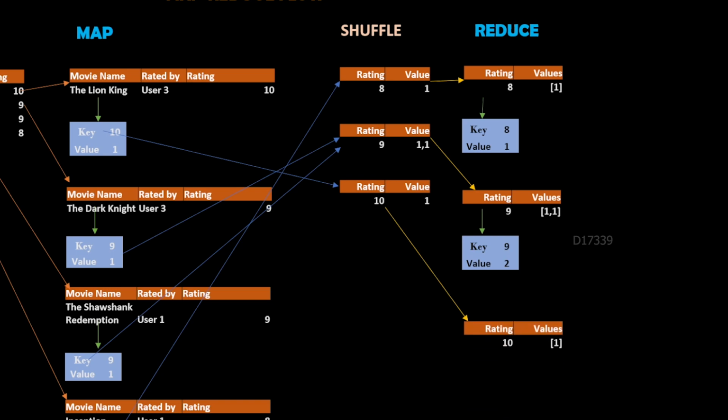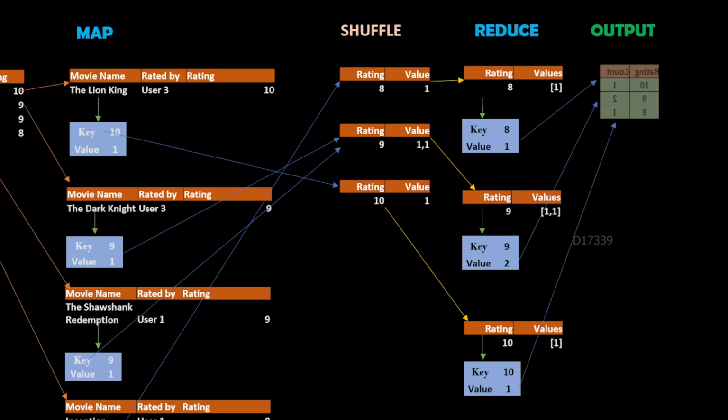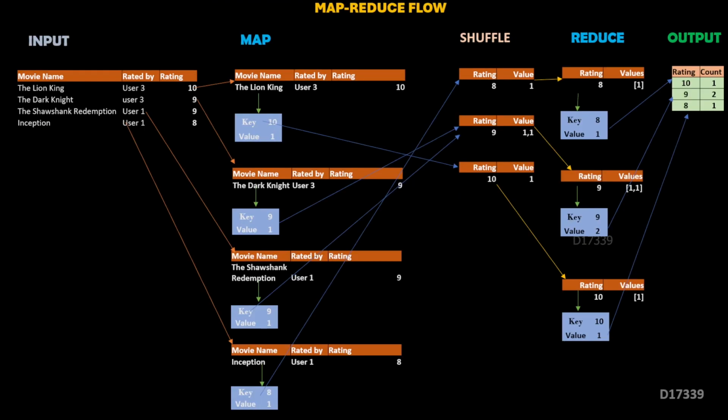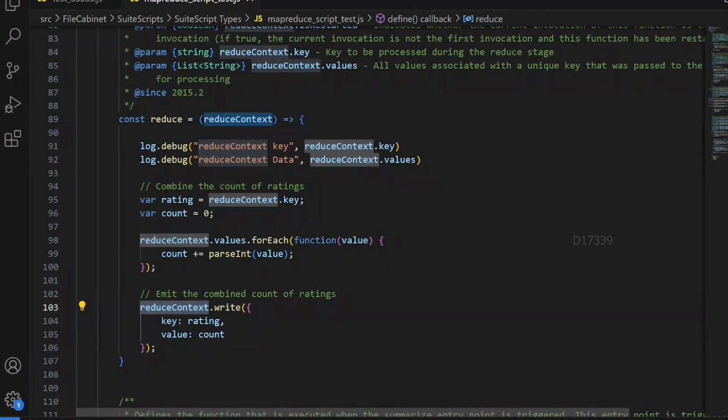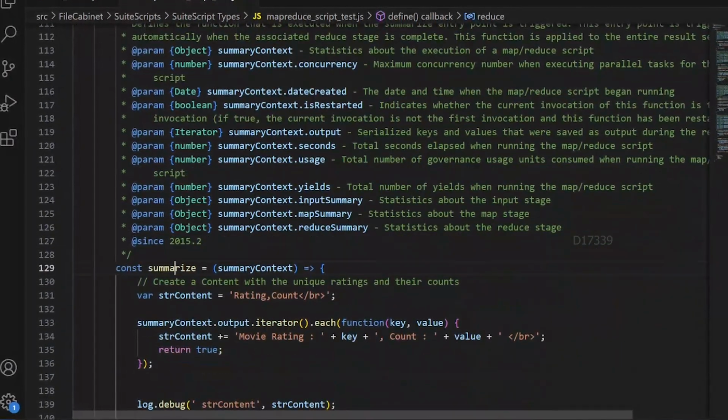So in the same way it goes for the third record, and this is the output which I get from my reduce stage. This output, or the key value pairs, I can use within my summarize section, where I can frame some kind of finalized output, something like this. So the key value pairs written in our reduce context can be accessed within our summarize stage.